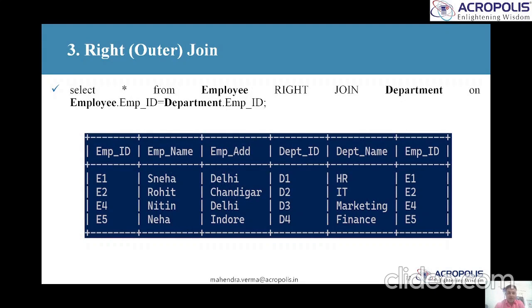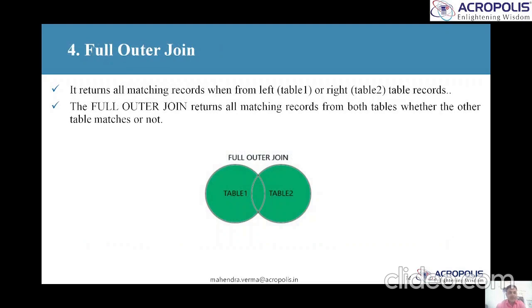We are getting all the records from the right table and the matching records of the left table, and since a match is found, we are not getting any null over here. This is the right join. Now next is the full outer join. It is different from all the remaining joins which we have already covered.